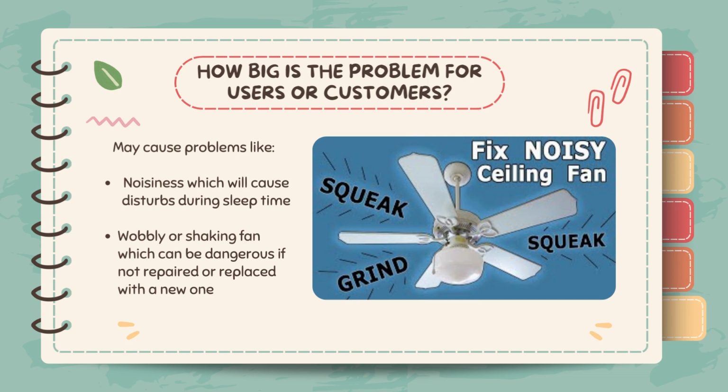Besides, it will cause tiredness the next day due to lack of sleep. This situation will cause bigger problems like health problems to users if precautions are not taken. As for the second reason, a wobbly or shaky fan has to be repaired or replaced with a new one, or it may be dangerous because it is likely to fall down and injure anyone near the fan due to a loose screw or unbalanced blades. This is why it is important to change to a new fan.